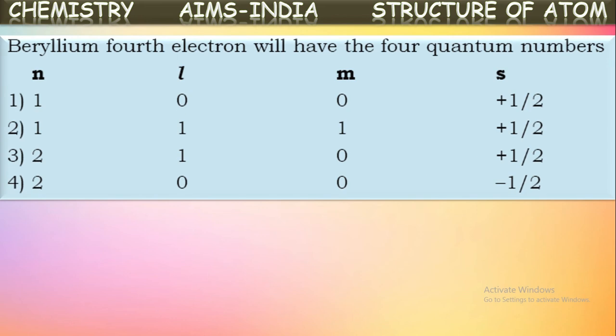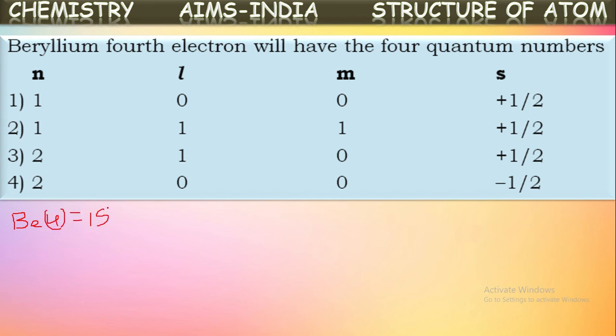Beryllium's fourth electron will have the four quantum numbers. So they're asking to write the four quantum numbers of the fourth electron of beryllium. If we know the configuration, then we can write the set of quantum numbers. First, let us write the configuration of beryllium. What is the atomic number of beryllium? 4. So for 4, if you write the configuration, what do we get?